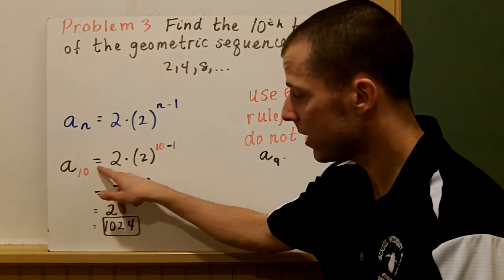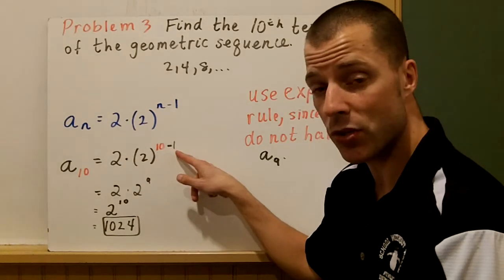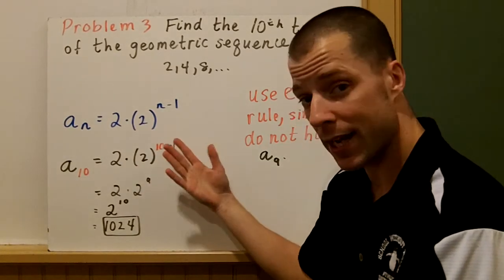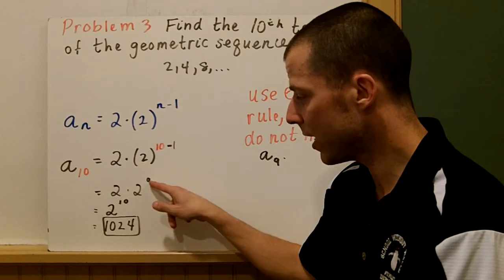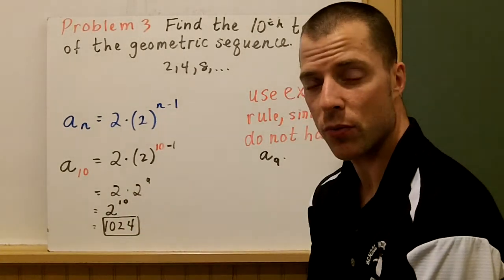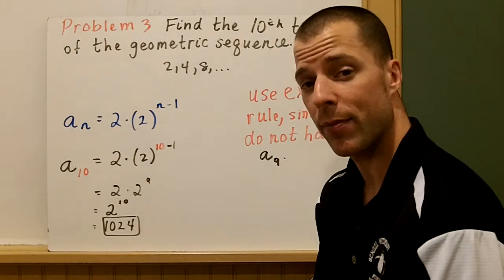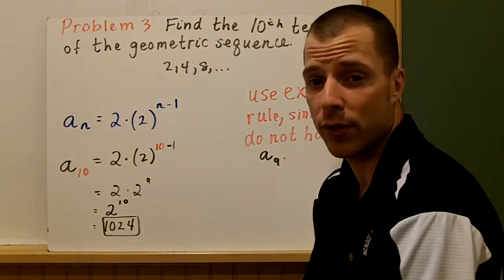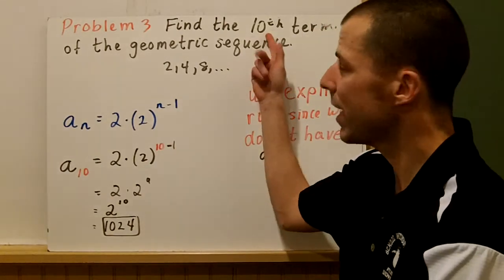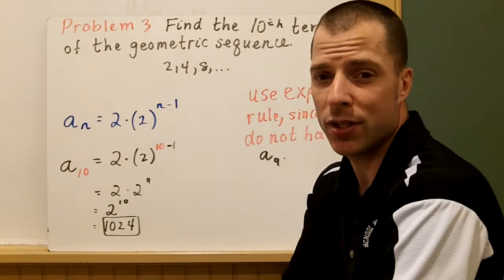So a sub 10 equals 2 times 2 to the 10 minus 1 power. So that's to the 9th. So you have 2 times 2 to the 9th, or 2 to the 10th, which is 1024. So when you're looking for a specific term, if the pattern's easy, you may want to do a recursive formula, but if you go out past 5 or 6, then generally writing an explicit rule is a little bit easier.